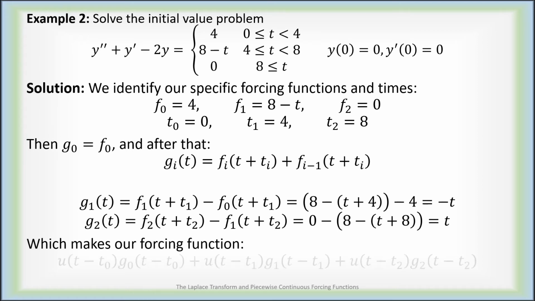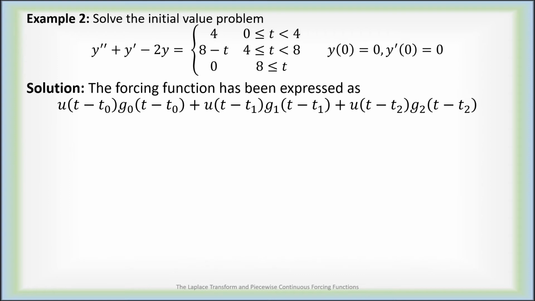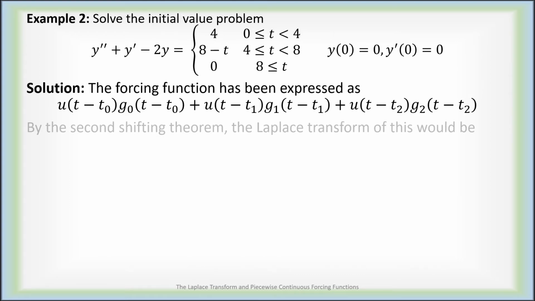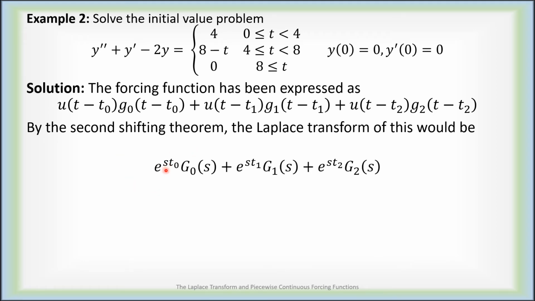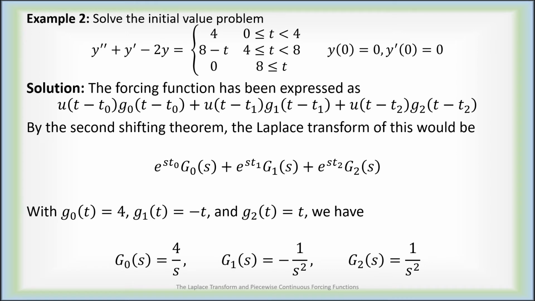So now our forcing function can be written as u of t minus t naught g naught plus u of t minus t1 g1 plus u of t minus t2 g2. Now that we've written our forcing function in this nice convenient form, by the second shifting theorem, the Laplace transform can easily be taken, and we end up with e to the minus s t naught times the Laplace transform of g naught, e to the minus s t1 times the Laplace transform of g1, e to the minus s t2 times the Laplace transform of g2. We already found that g naught of t is 4, g1 of t is minus t, and g2 of t is just t. Therefore, the Laplace transforms respectively are 4 over s, minus 1 over s squared, and 1 over s squared.